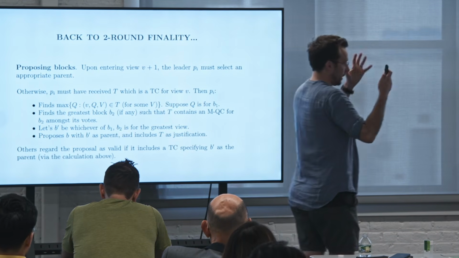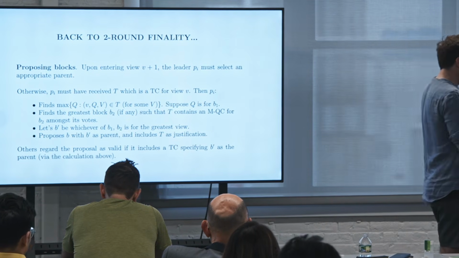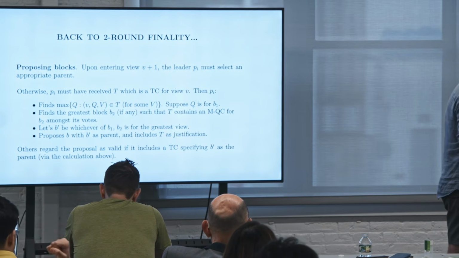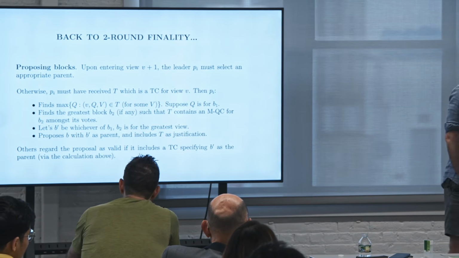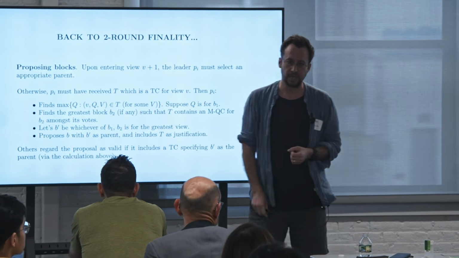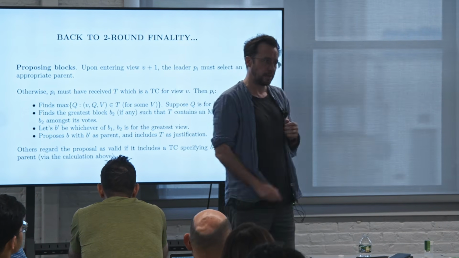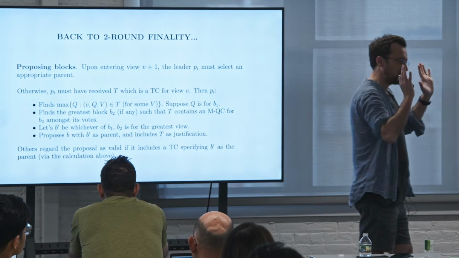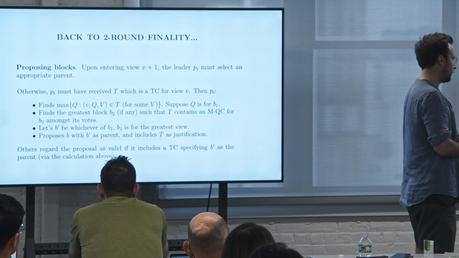And what do others do? When do they consider it valid? Others will regard the proposal as valid if it includes a TC specifying B' as a parent via the calculation above. They just look at the TC, do this calculation, and check whether it specifies the parent that the proposal is using. If so, they can just vote for it, independent of what they have received. The justification itself should allow them to vote.